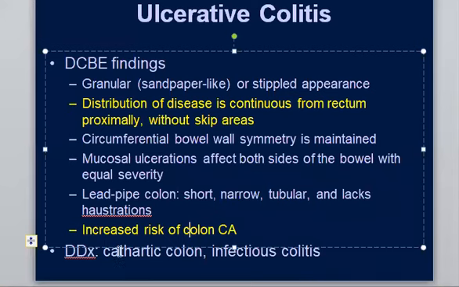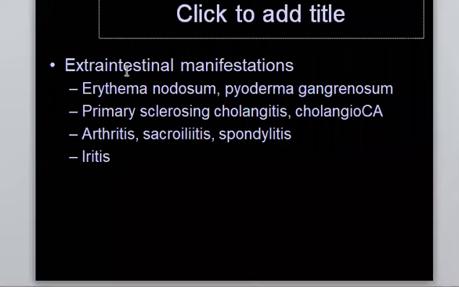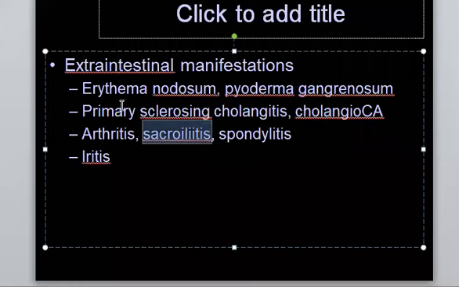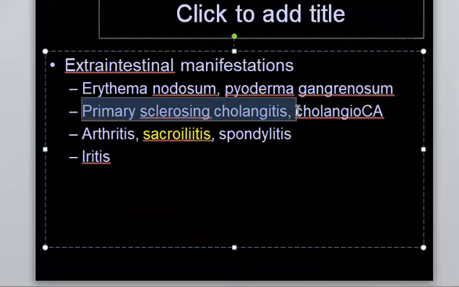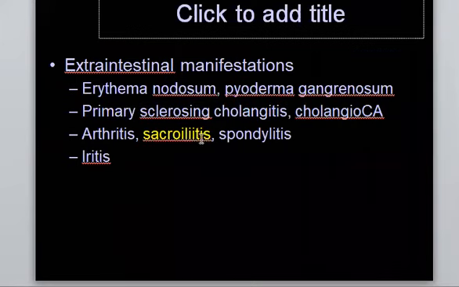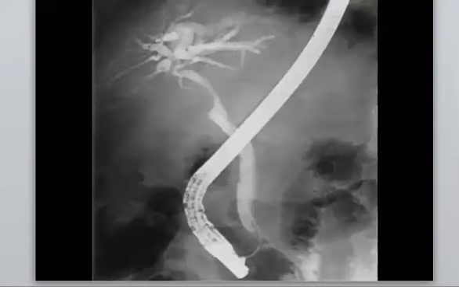Okay. Differential diagnosis will be infectious colitis and something called cathartic colon. Yes, okay. There are some extraintestinal manifestations. Don't forget the sacroiliitis, as you know, and cholangiocarcinoma, primary sclerosing cholangitis, and some skin manifestations. They like it in MCQ, yes. Let's go to another case, which is very famous in the exams.